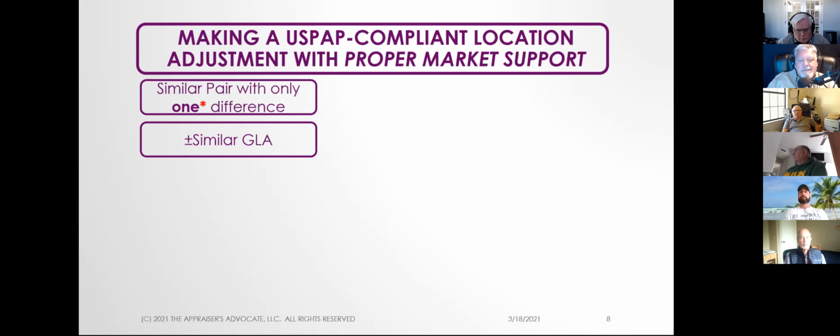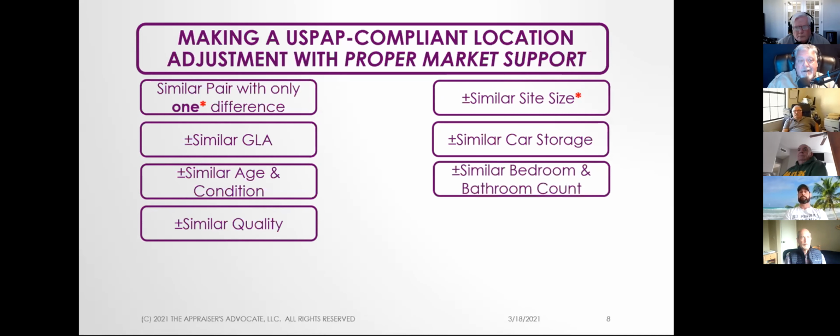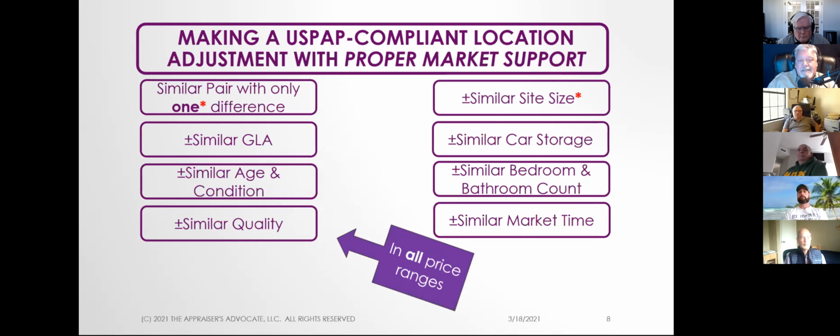As a result, we've got to have similar GLA, similar age and condition, similar quality, similar site size, similar car storage, et cetera. And these similarities are going to have to be present, whether you're dealing with relatively inexpensive properties or relatively expensive properties. In other words, we're trying to get down to one difference. That's what we're trying to isolate.